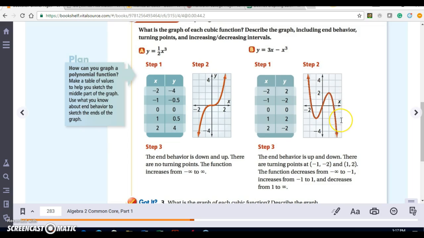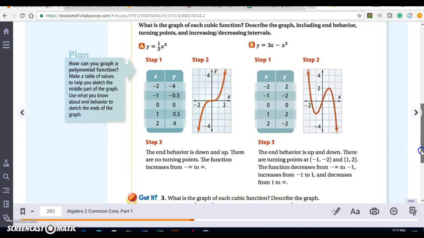And so there are turning points, and it says that my function decreases. So looking at it from left to right, from negative infinity to -1. It increases from -1 all the way to this x value of 1, and then it decreases again from 1 to infinity. All right, let's do it on our own now.